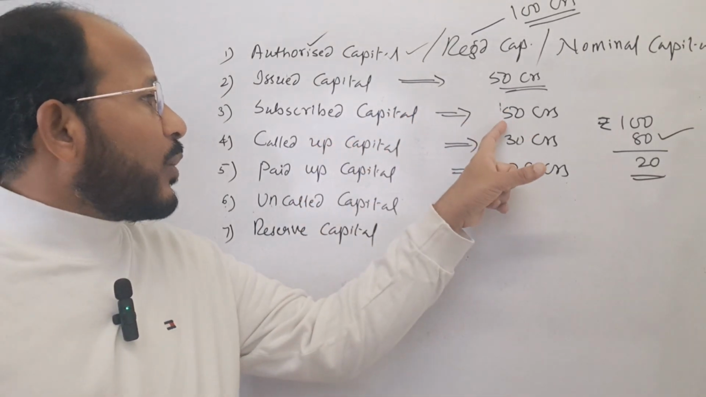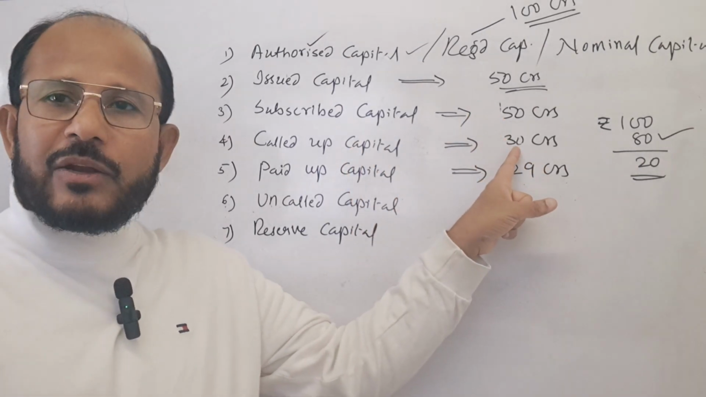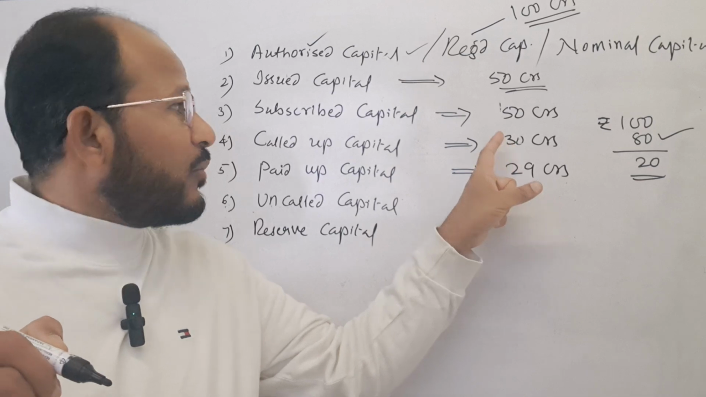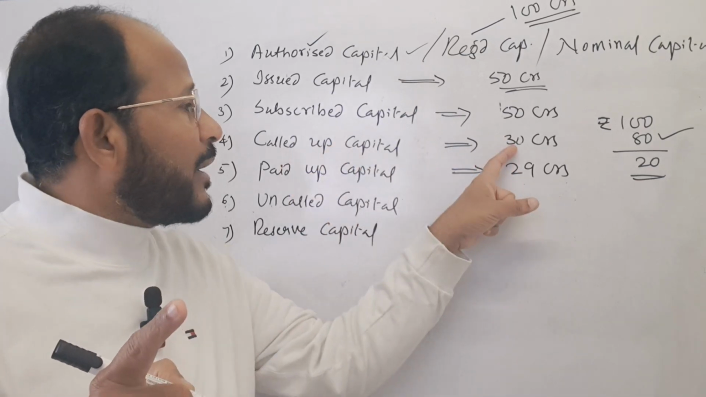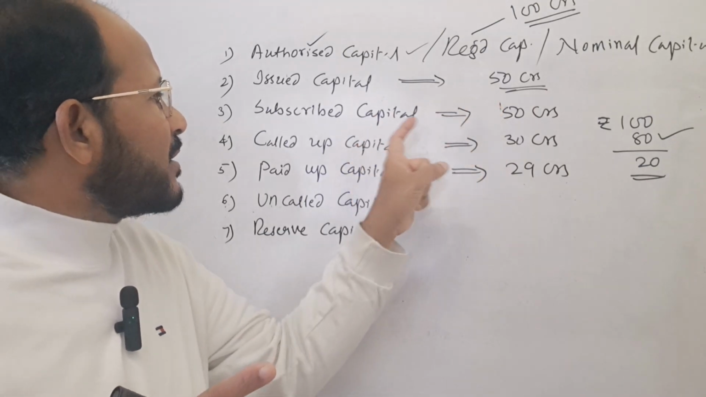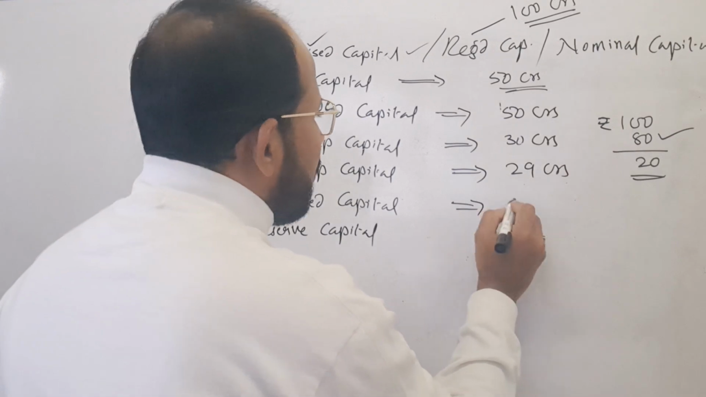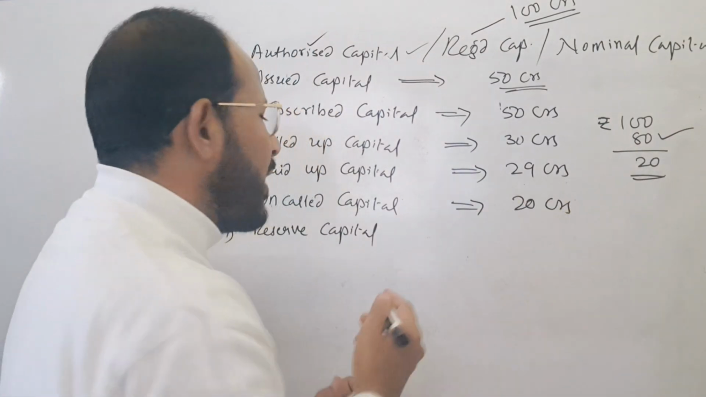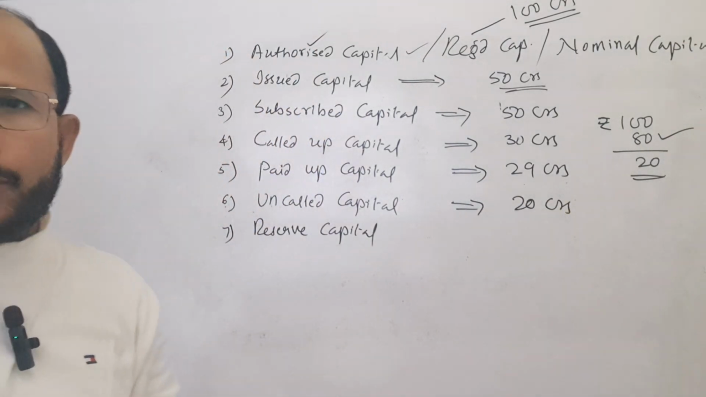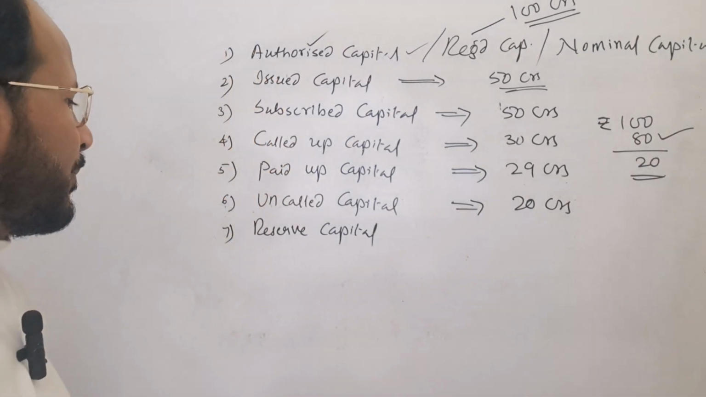Subscribed capital is 50 crores. Out of 50, the company only wanted to collect how much? 30 crores. Therefore, 30 crores is called as called up capital. And what is the remaining balance? 20 crores. Right? Out of 50 crores, the company has already called for 30 crores. The remaining balance of 20 crores is called as uncalled capital. Uncalled capital means the company may call in future to collect this amount.